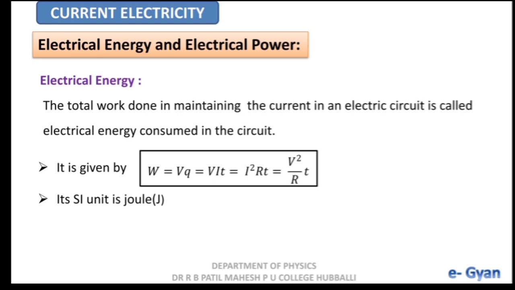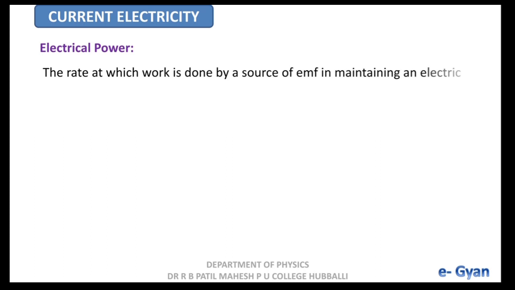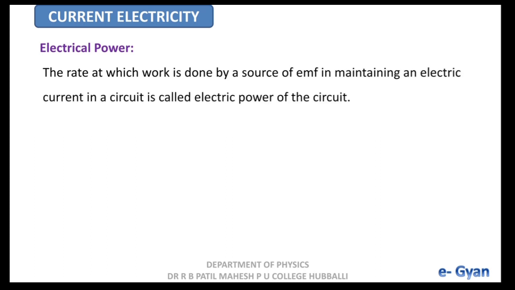Now we'll see what is electrical power. The rate at which work is done by a source of EMF in maintaining an electric current in a circuit is called electric power of the circuit.